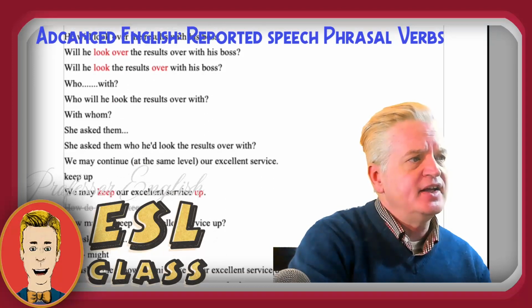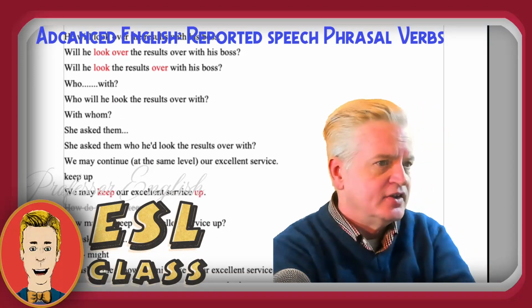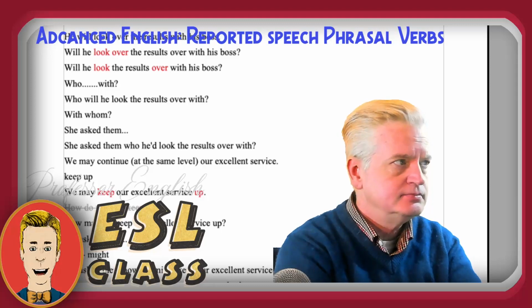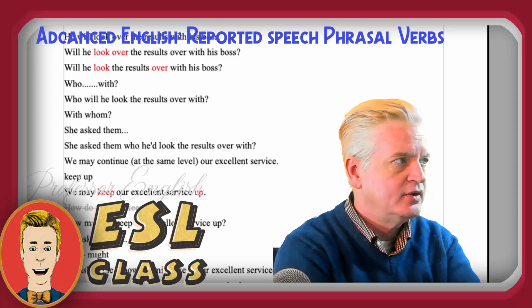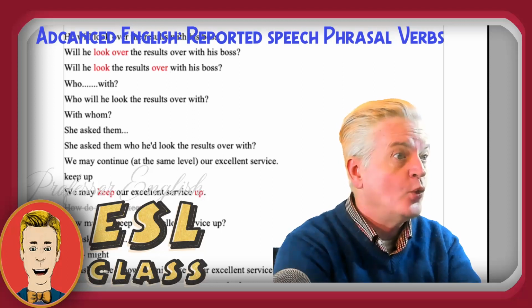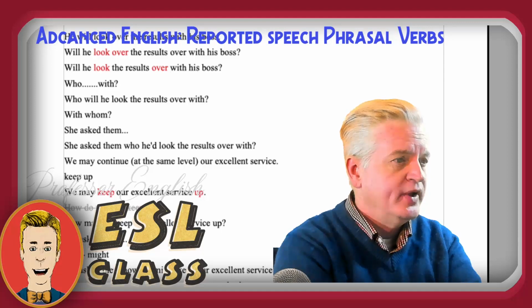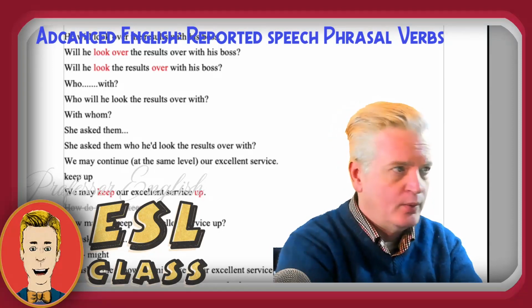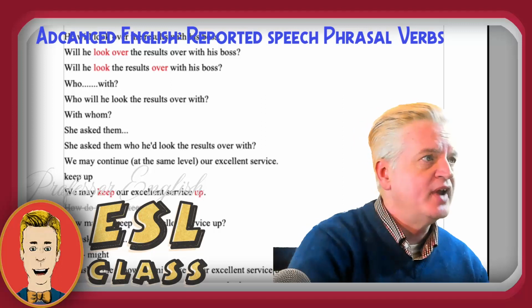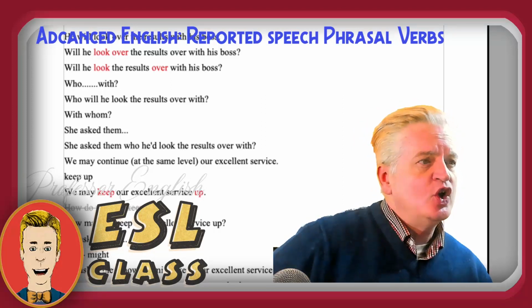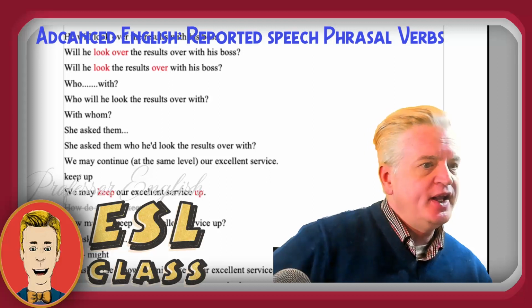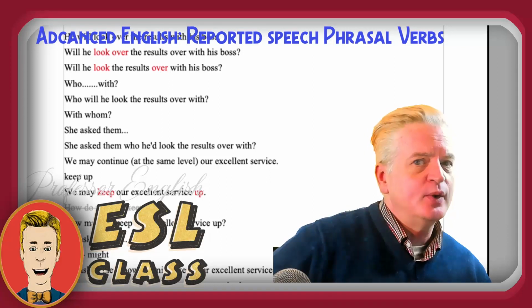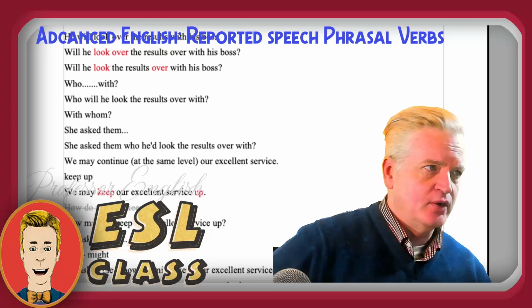How would you make a yes-no question with that sentence? Let's make a yes-no question. He will look over the results with his boss. Will he look the results over with his boss? Let's answer no. How will you tell me no? No, he won't. No, he won't look the results over with his boss.